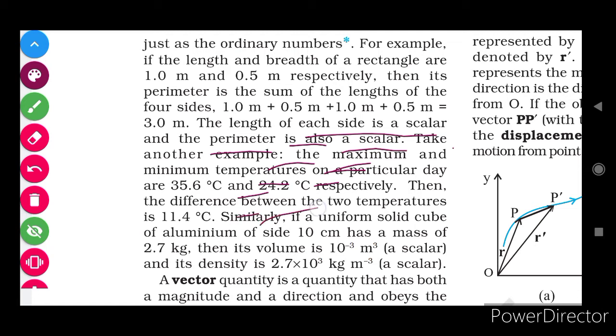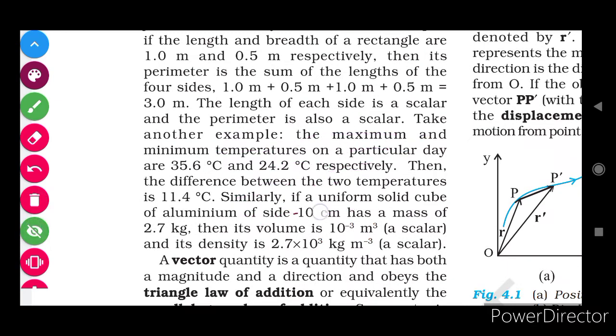Then the difference between the two temperatures is 111.4 degrees Celsius. Then similarly, if a uniform solid cube of aluminum of size 10 cm has a mass of 2.7 kg, then its volume is 10 to the power minus 3 meter cube. Its density is this much.